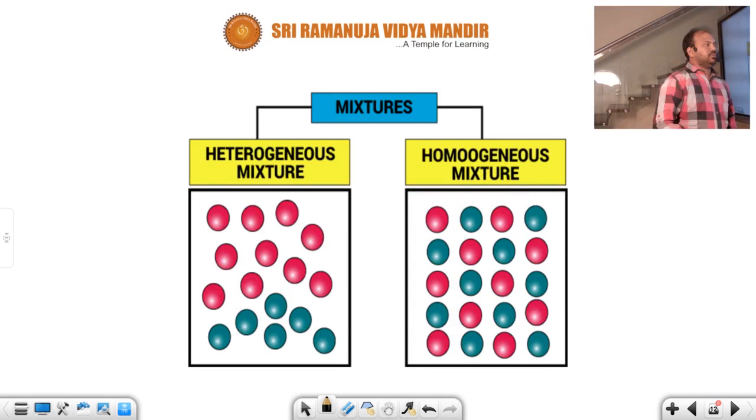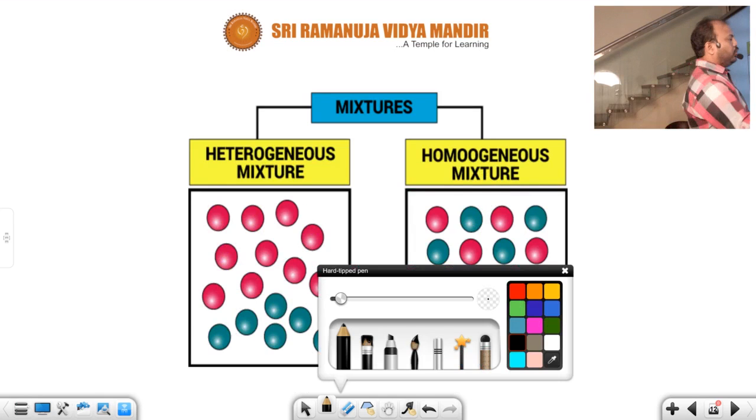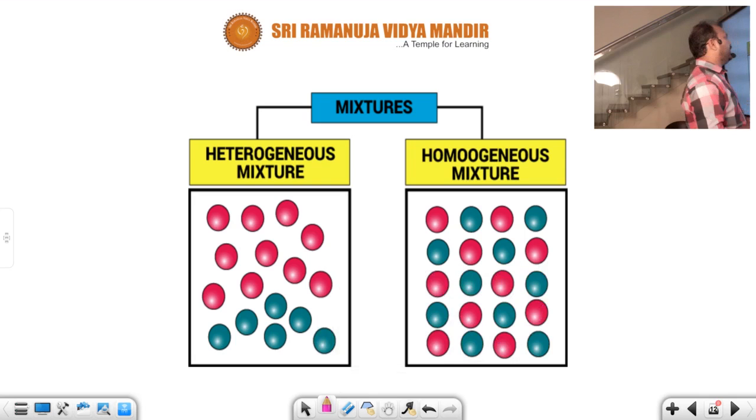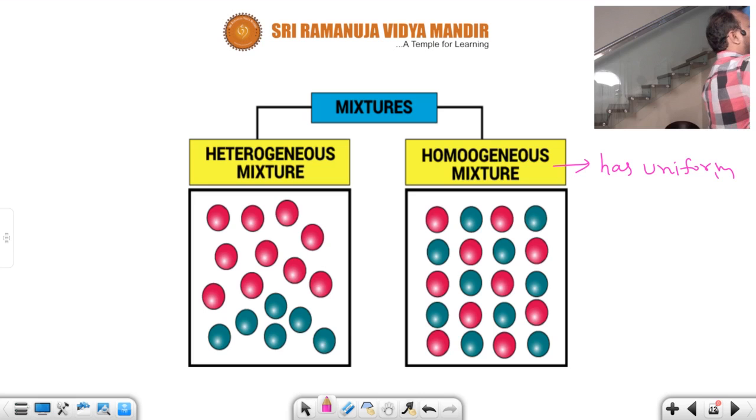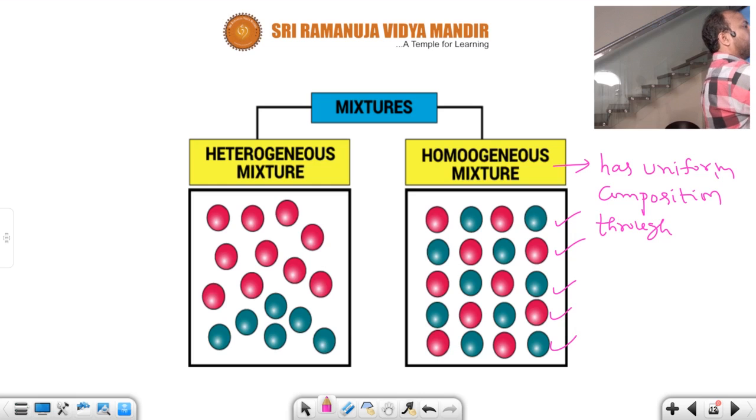Generally mixtures are of two types, homogeneous mixtures as well as heterogeneous mixtures. What are the homogeneous mixtures and what are the heterogeneous mixtures? Take a look here. A homogeneous mixture means a mixture which has uniform composition throughout. Uniform composition like this. Entire composition is uniform. That is one of the important characteristics of homogeneous mixtures.